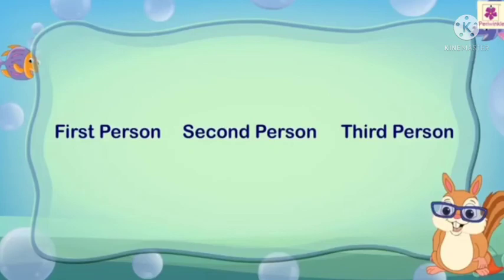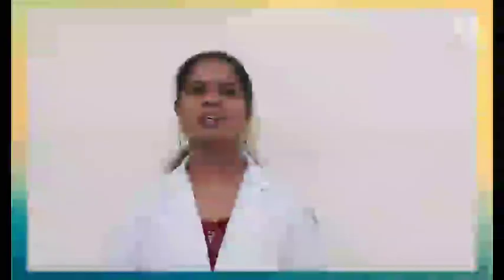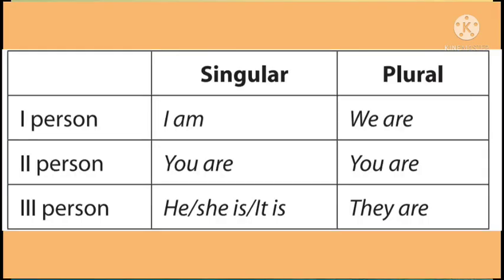In grammar, we have three persons: first person, second person, and third person. First person is I in singular form and we in plural form, okay? And second person is you. Both singular and plural forms are you itself. Now, the third person is he, she, and it. And the plural form of he, she, and it is they. So with I we use am, with we we use are, with you both in singular and plural we use are itself. Now with he, she, and it we use is, and with they we use are.